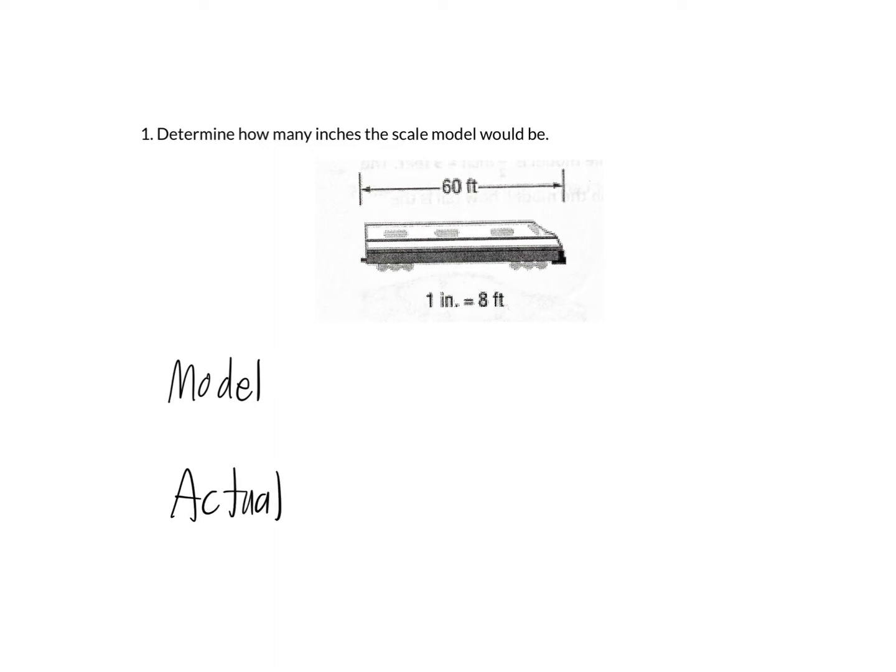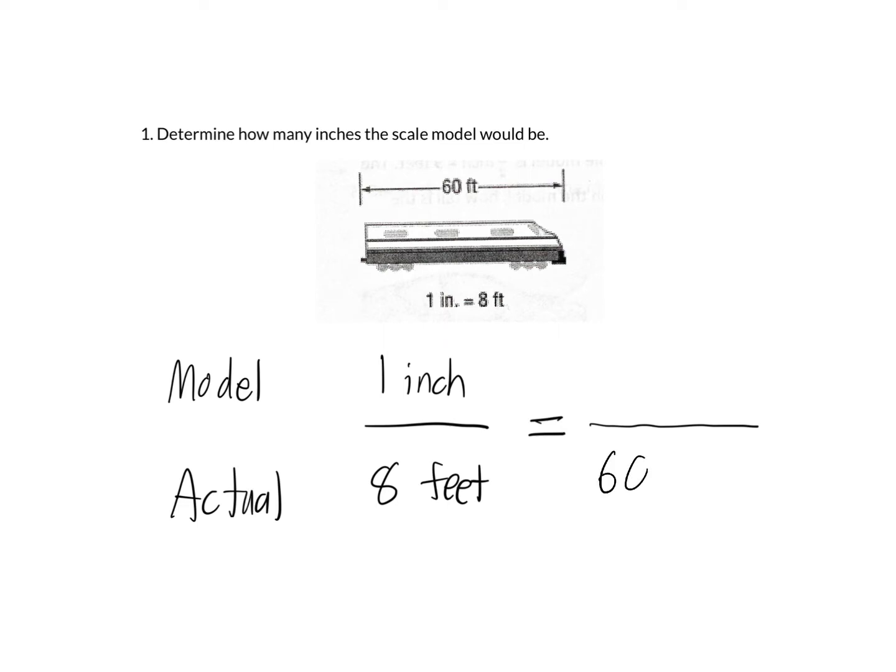so that I can line this up. So the scale is telling me that 1 inch on the model is equivalent to 8 feet on the actual model. So the other piece of information that I have been given at this point is that the actual train is 60 feet. So I'm going to go ahead and write 60 feet over here because I've labeled this actual. And now the only blank that I don't have is this, and so I'm going to put an X.